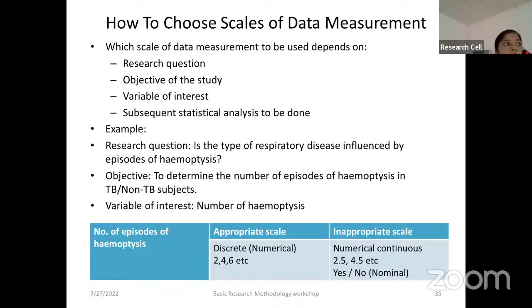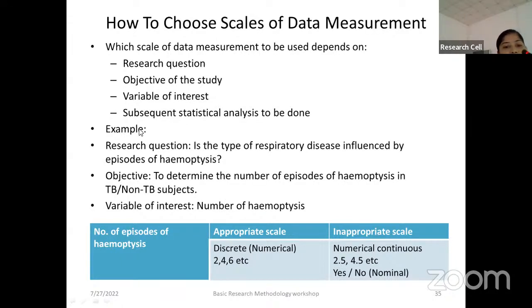So, how to choose the type of data scale when we are planning a study? We need to take into account different things, like what research question we want to find out. To that research question, what are the objectives that we have drafted? What are the variables of our interest? Okay, related to the objectives, what variables are we going to study, and what will be the subsequent statistical analysis that we have to do so that the final outcome is much more correct.